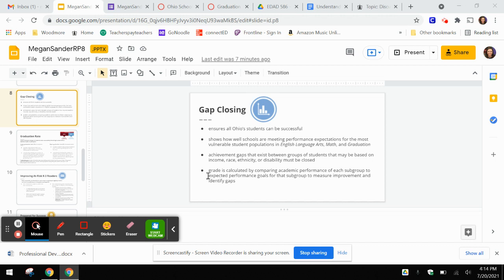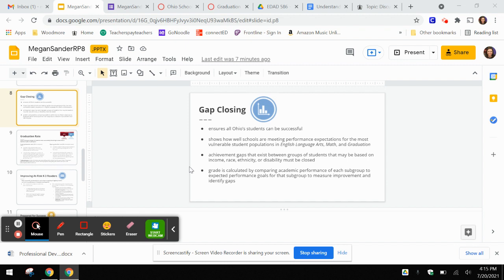The gap closing component ensures that all of Ohio's students can be successful. This shows how well schools are meeting performance expectations for the most vulnerable student populations in English language arts, math, and graduation. The state has identified the fact that achievement gaps exist between different subgroups of students, and it is our job to close those gaps. So these gaps might exist within groups based on income, race, ethnicity, or disability. And it's our job to close the gaps for these at-risk populations.